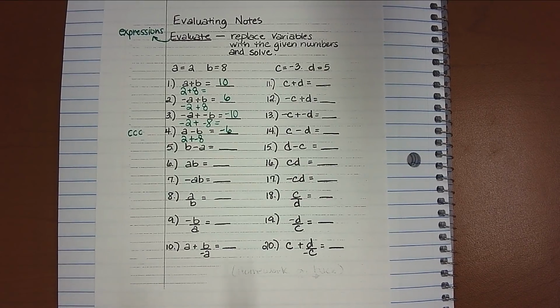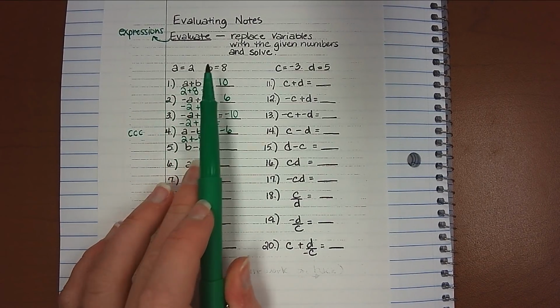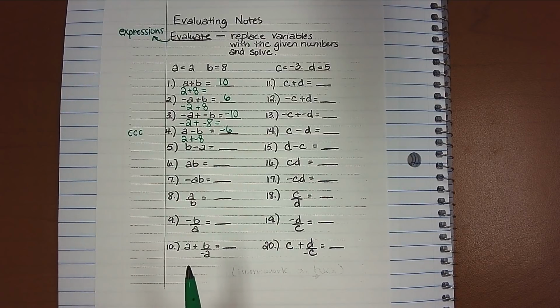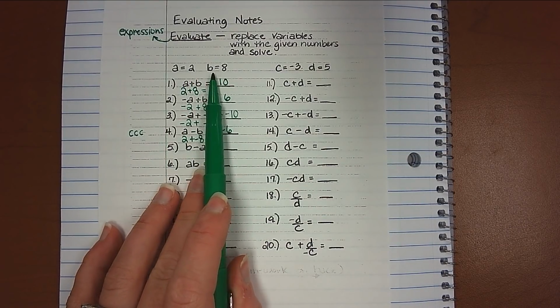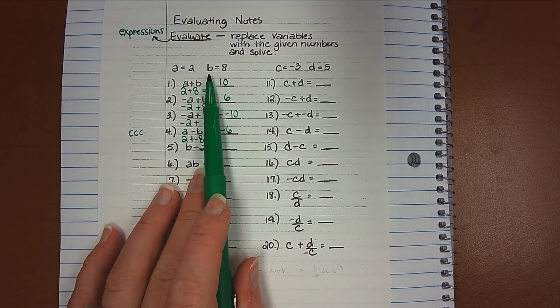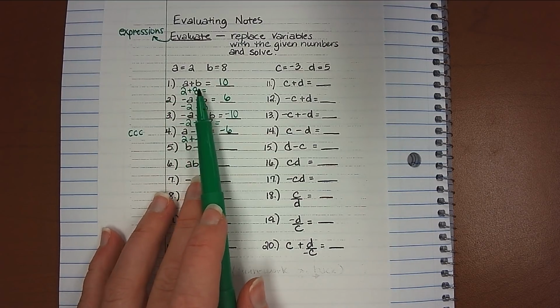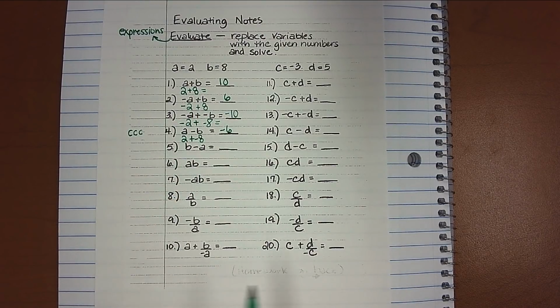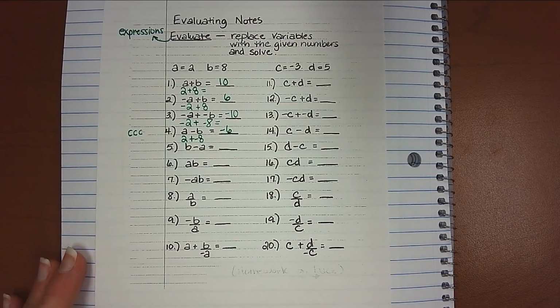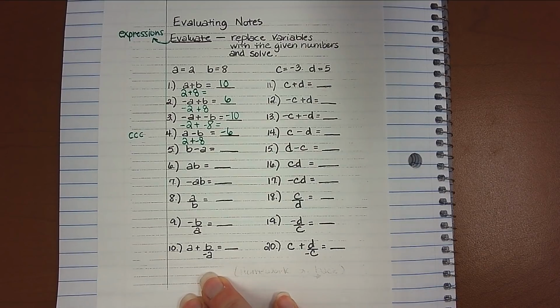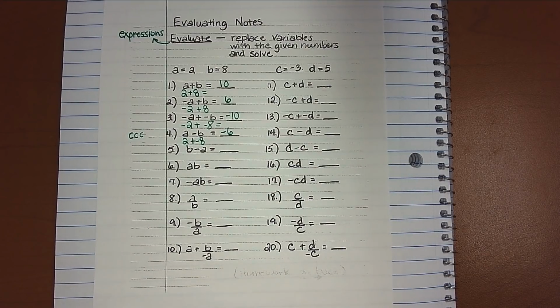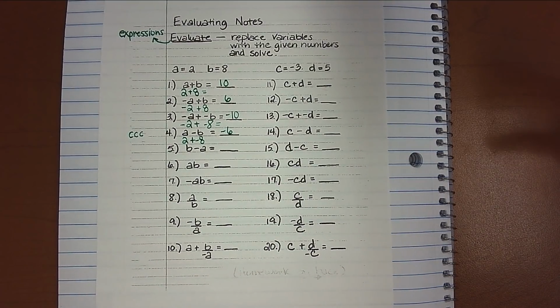So when we evaluate, we're simply plugging these numbers in for the variables that they go with. So 2 in for A and 8 in for B. And then from there we're just evaluating the expression given the numbers that we have by using our adding rules. And our adding rules say same signs, add and keep, different signs, subtract, and keep the sign of the number with a greater absolute value.